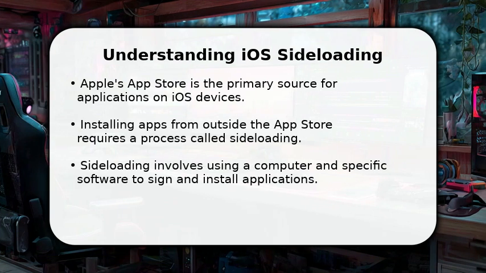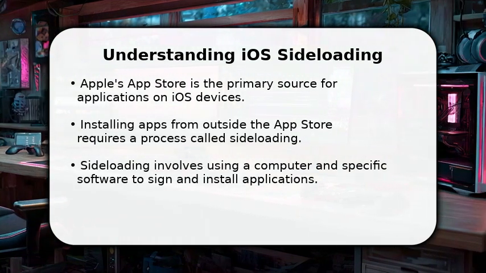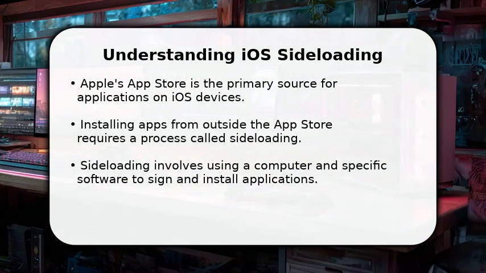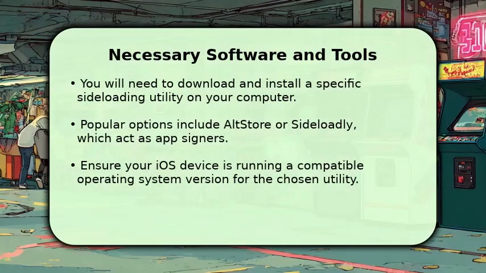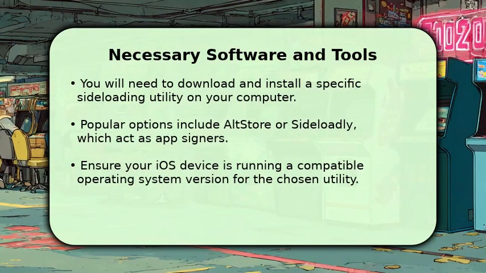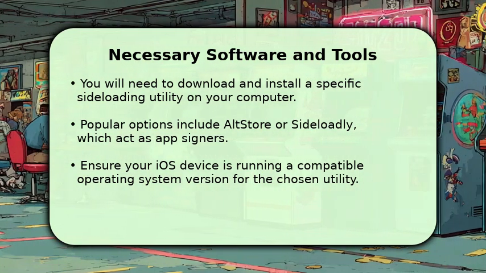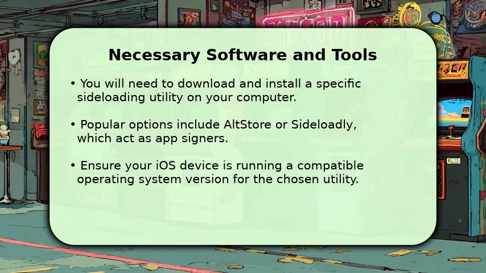This method bypasses the standard App Store installation, requiring a few additional steps for third-party application deployment. This approach is the only consistent way to install unsigned applications. Before proceeding, download and install a reputable sideloading tool onto your computer. Examples include AltStore or Sideloadly, which are essential for signing application files.